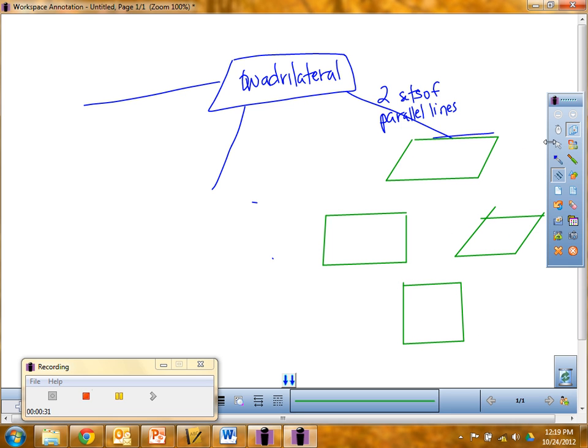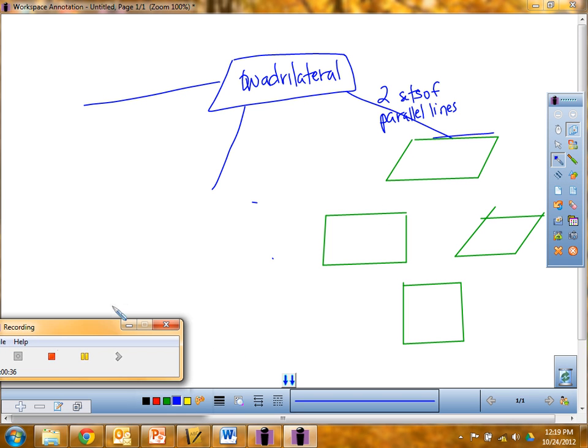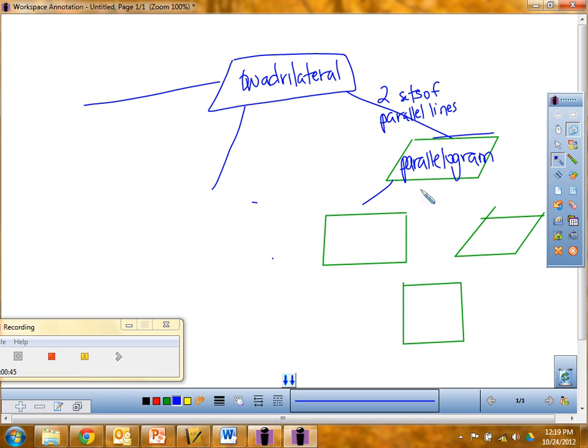The top one, what would we call the first shape? Parallelogram. So, from the parallelogram, yes, this has two pairs of parallel sides. So that's really all that we're requiring. But now we have two pairs of parallel sides that happen to have these right angles.